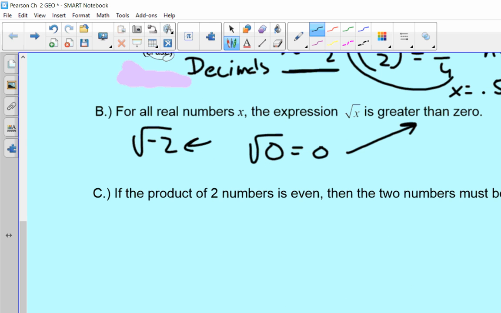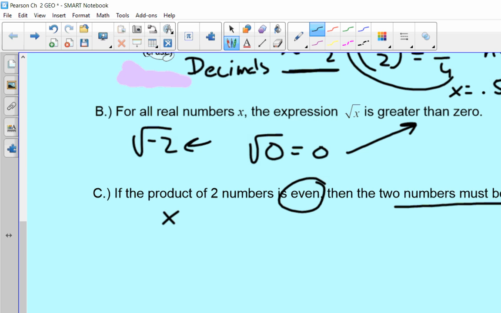All right, last one. If the product of two numbers is even, then the two numbers must have been even. Now remember, product is when I multiply two numbers together. That's the answer. So I need something to disprove that. Well, if they're telling me the two numbers must be even, then I need to figure out a way to get an even answer when I have an odd number and an even number.